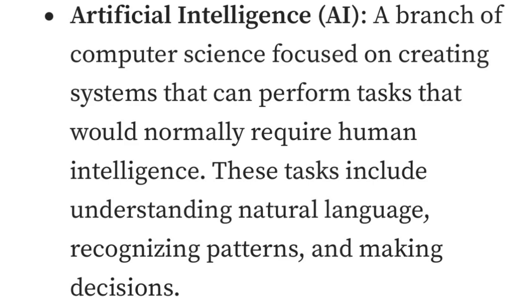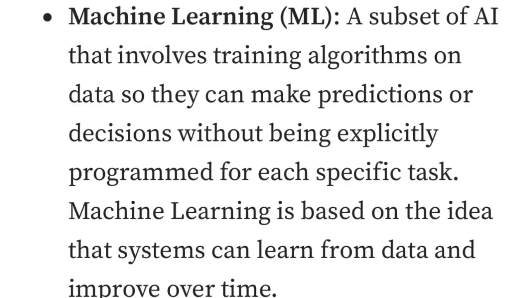Artificial intelligence, a branch of computer science focused on creating systems that can perform tasks that would normally require human intelligence. These tasks include understanding natural language, recognizing patterns, and making decisions. Machine learning, a subset of AI that involves training algorithms on data so they can make predictions or decisions without being explicitly programmed for each specific task. Machine learning is based on this idea that systems can learn from data and improve over time.